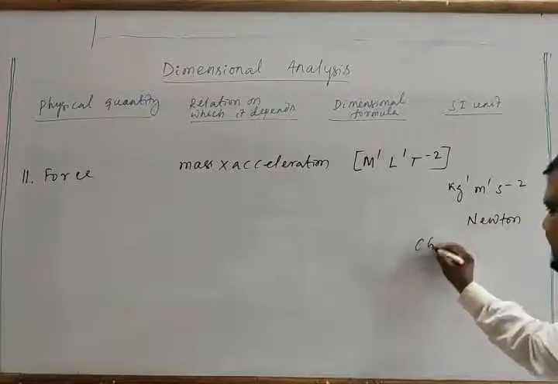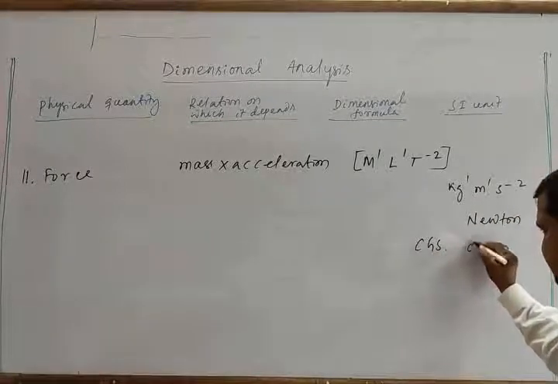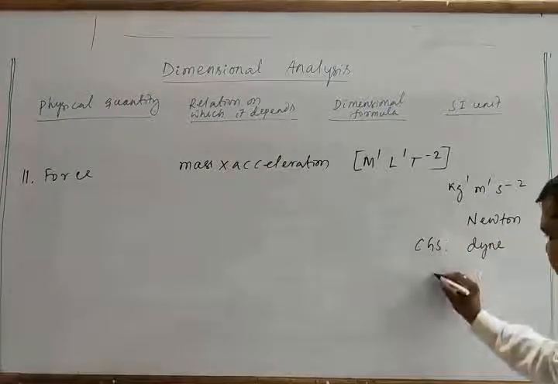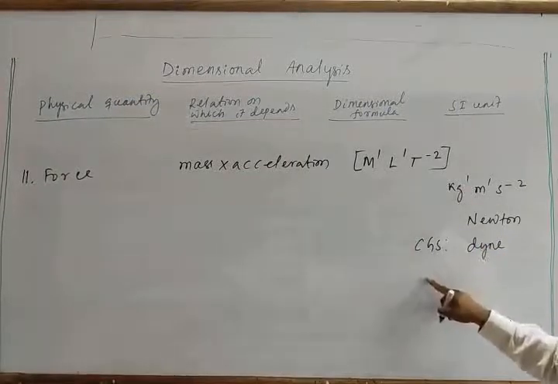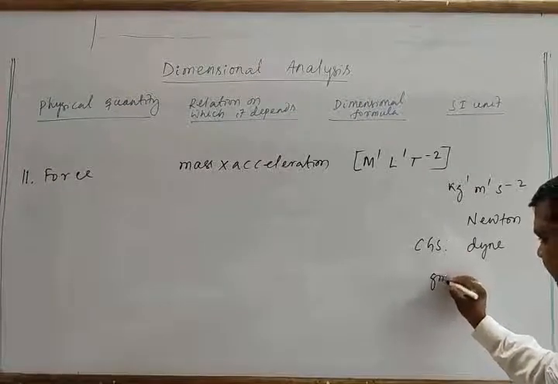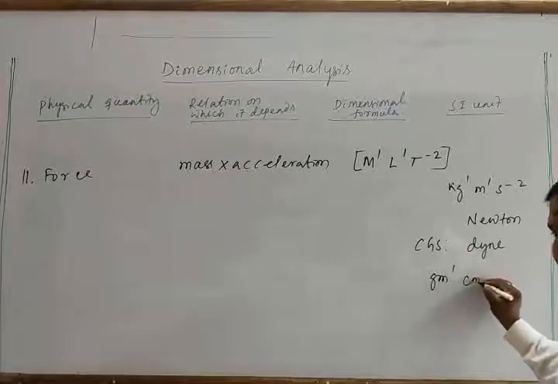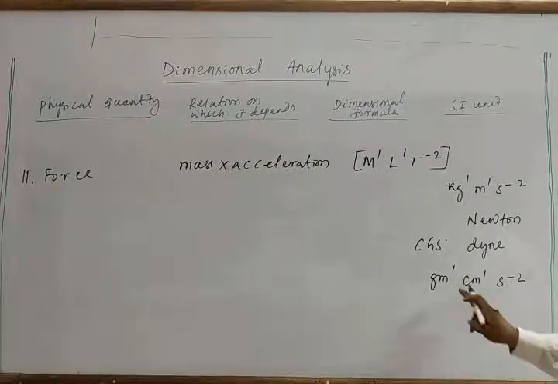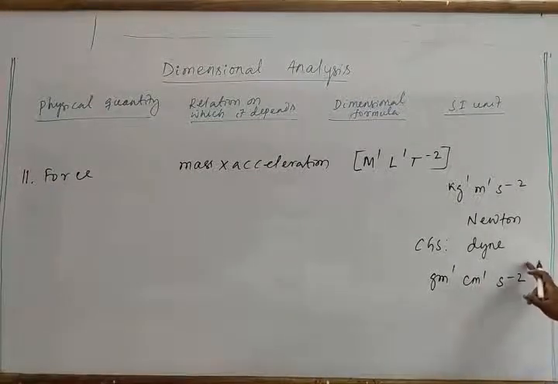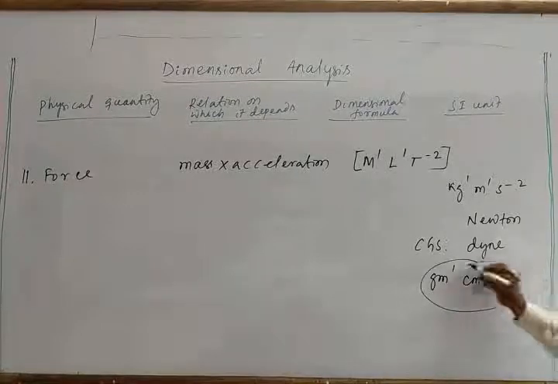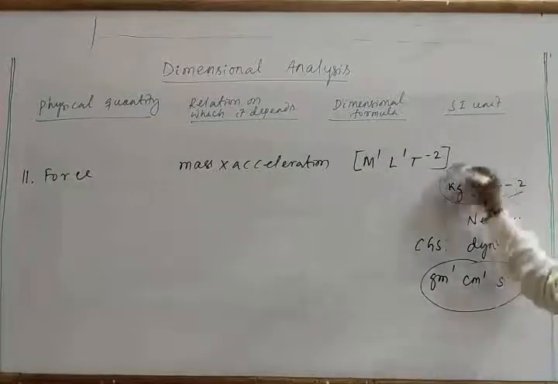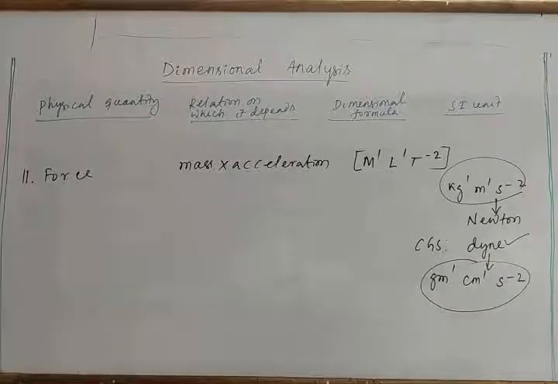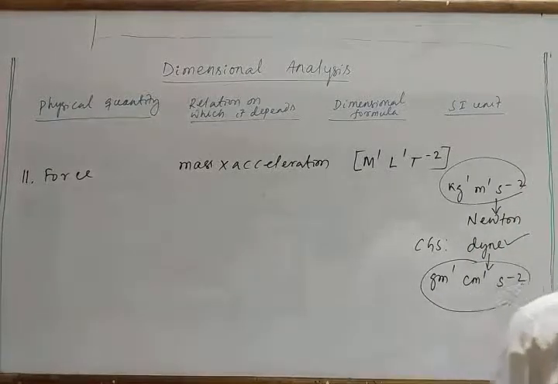In CGS, the unit is dyne. When you write dyne, what does it mean? Kg will be gram, meter means centimeter, and second is the same in CGS. So gram 1, cm 1, second minus 2. That is also called a dyne. This one is called a Newton, and this one is called a dyne. So that is the SI unit of force.